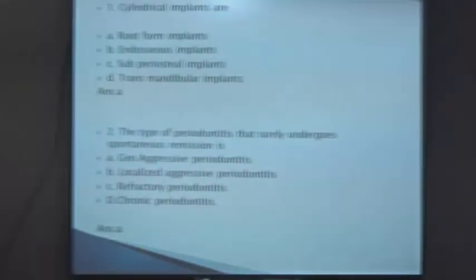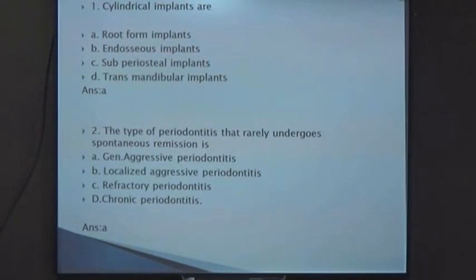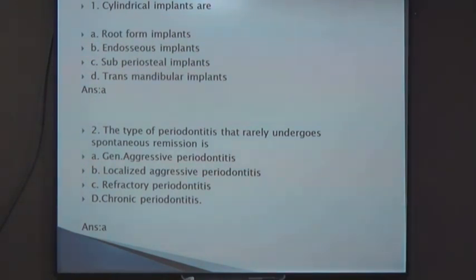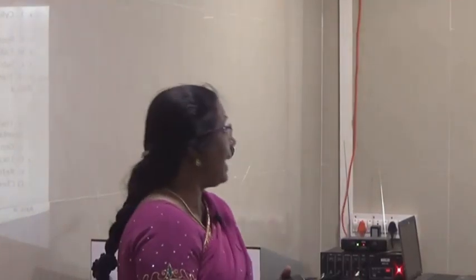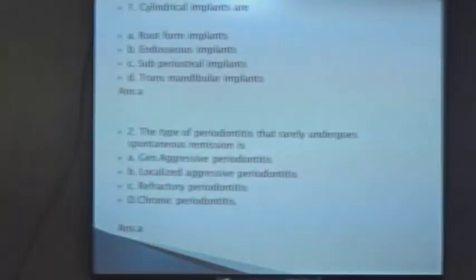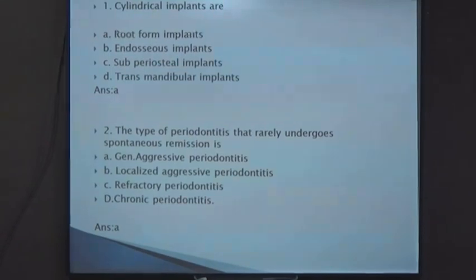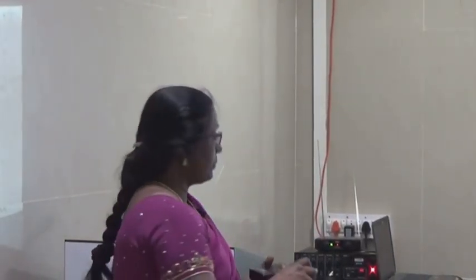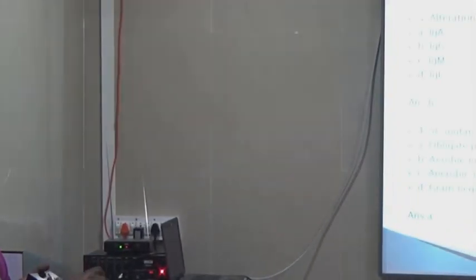The type of periodontitis that rarely undergoes spontaneous remission. Rarely undergoes, this is generalized aggressive. Then which one will go easy? Which will usually undergo spontaneous remissions? Chronic. Why does it rarely undergo spontaneous remission? Because already there is a rapid bone loss. So you understand, and you won't forget it at all.